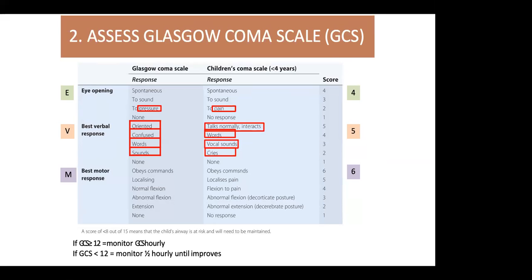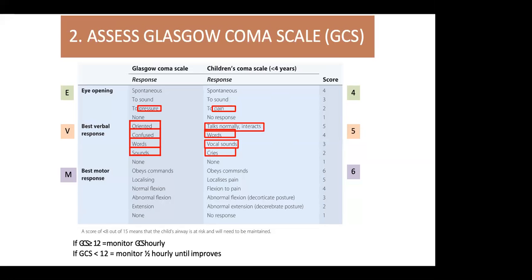First, we must assess the eye opening. If the child can open the eye spontaneously, give the full score of 4. If the child responds to sound, for example, ask the child to open the eye and he or she can open the eye, give the score of 3. If the child responds to pressure, or in less than 4 years old can respond to pain, then the score is 2. If no response at all, give the score 1.